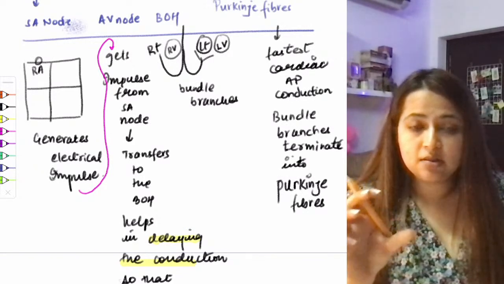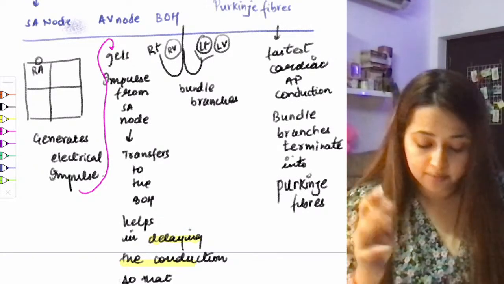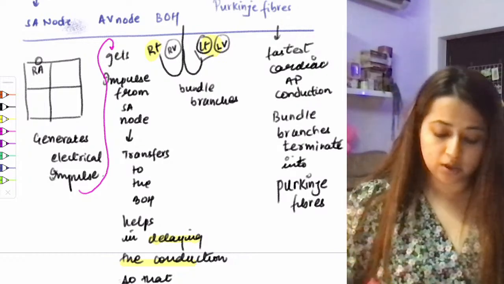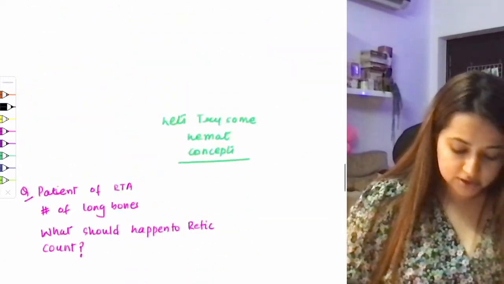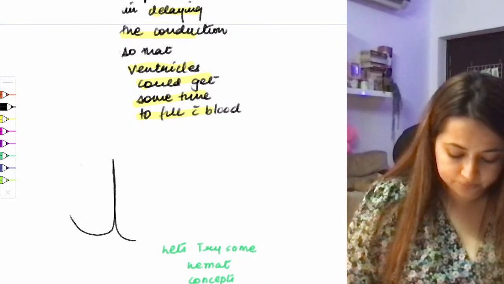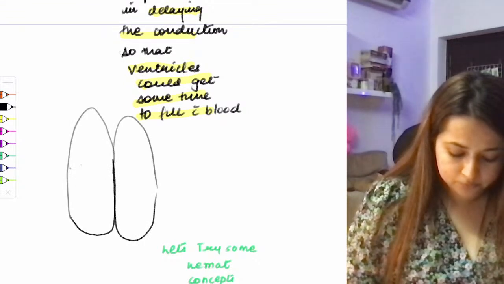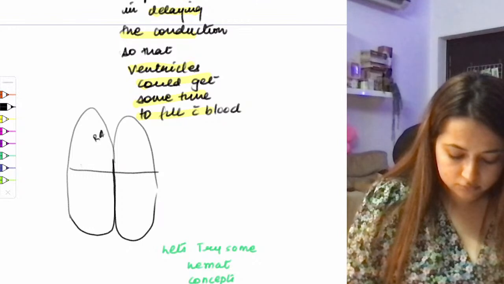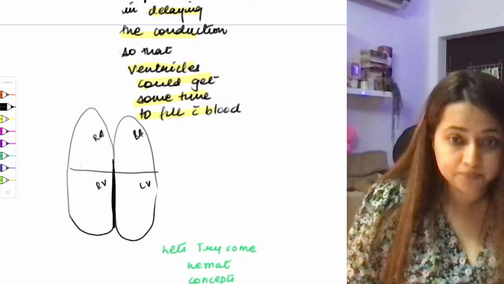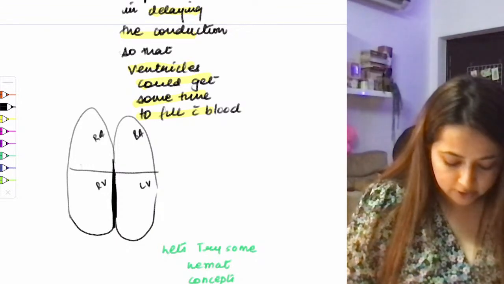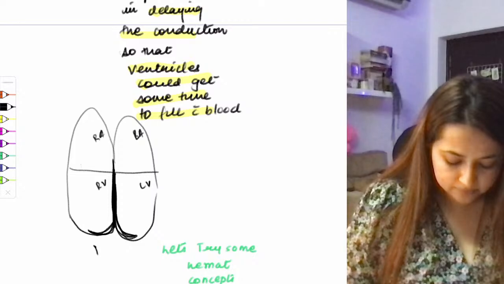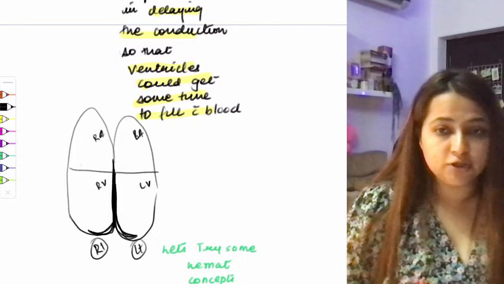After the AV node, the impulses are going to reach a structure known as the bundle of His. And the bundle of His divides into two, the right and the left bundle branches. Okay, so I'll draw a picture here. Supposing this is the interventricular septum, this is the right atrium, this is the left atrium. So we have the right ventricle and left ventricle. Bundle of His will divide into left and right bundle branches.